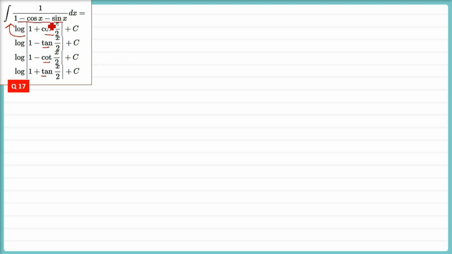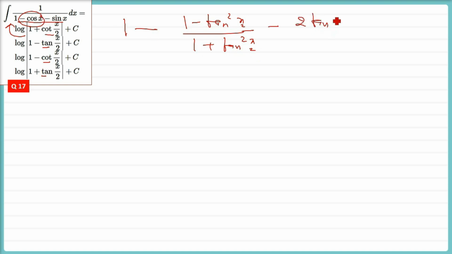So just take the denominator first. Before integrating, we need to resolve it. So 1 minus cos x, you already know what to write. 1 minus tan square x by 2 divided by 1 plus tan square x by 2. This is your cos x. Now this formula you already know, that's why I'm not writing it. We have written it a number of times, so I'm directly putting it. For sin x, you'll write 2 tan x by 2 divided by 1 plus tan square x by 2. No problem at all. So this is your cos x and this is your sin x.